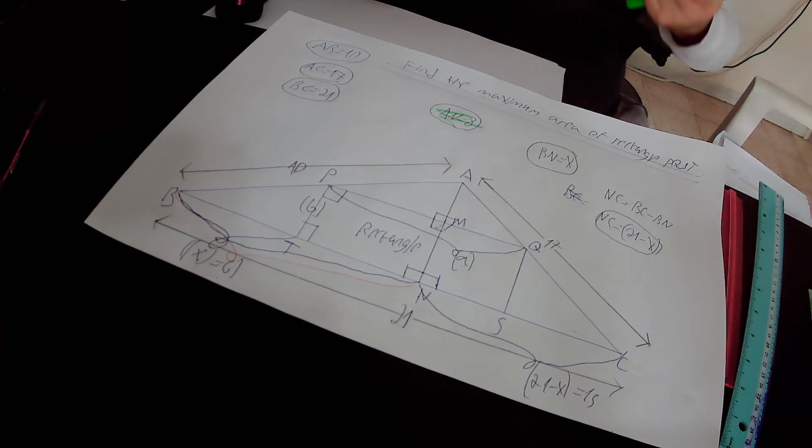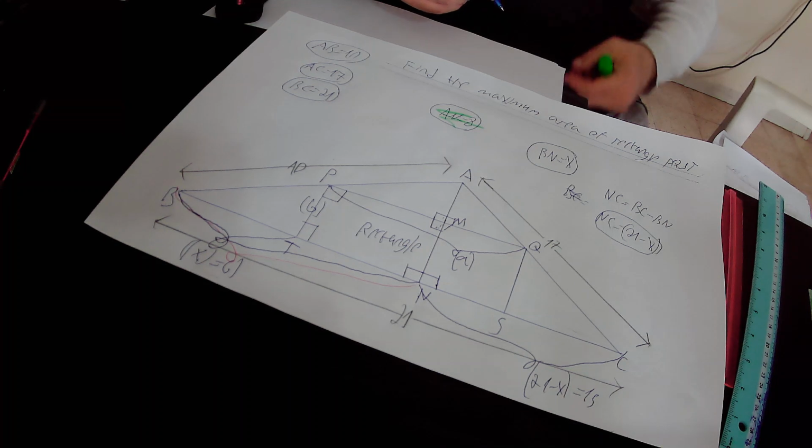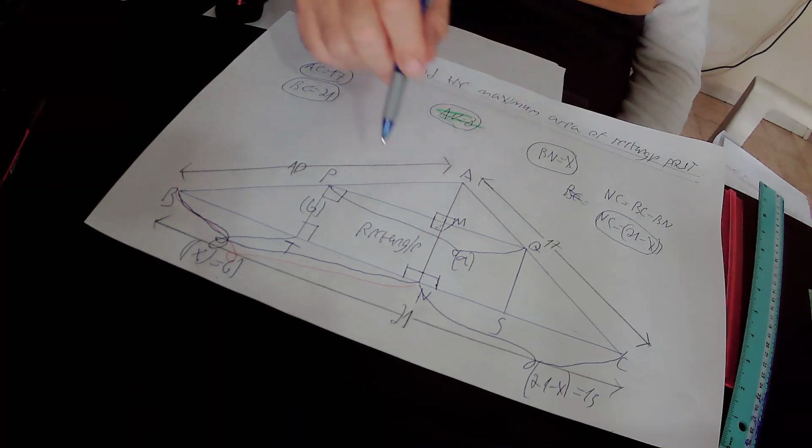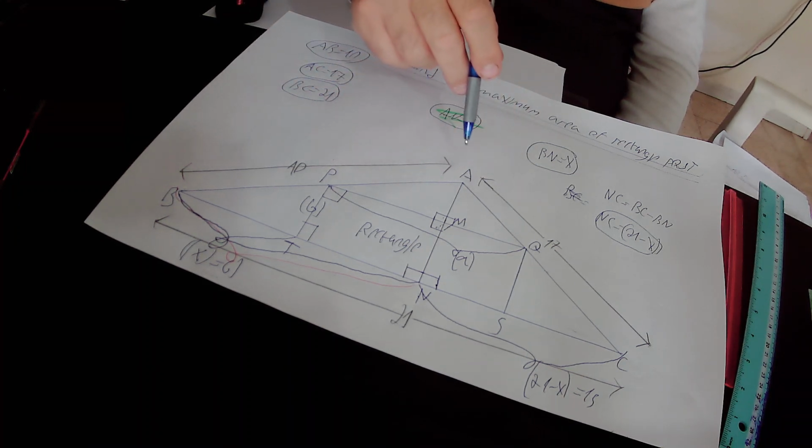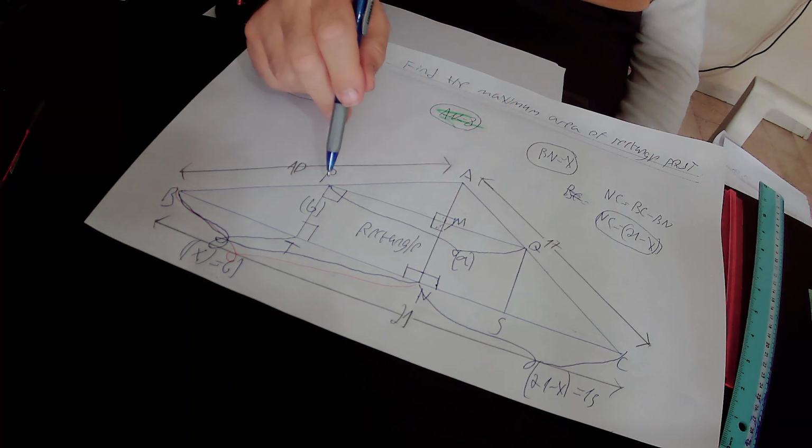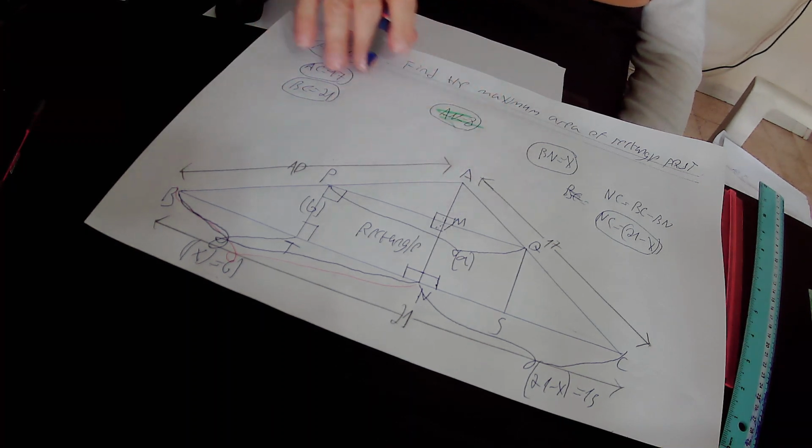But we also know that the opposite sides of a rectangle are equal to each other. So in rectangle PMNT, side PT must be equal to the opposite side MN. But PT is B, therefore MN must also be equal to B.